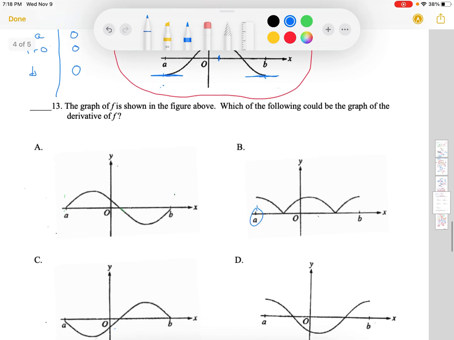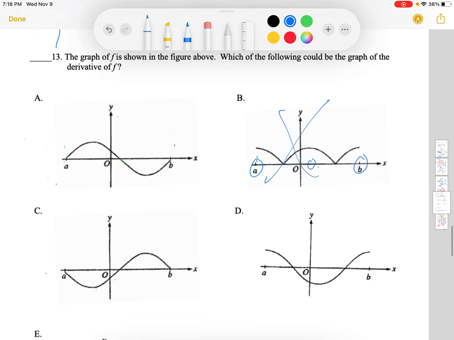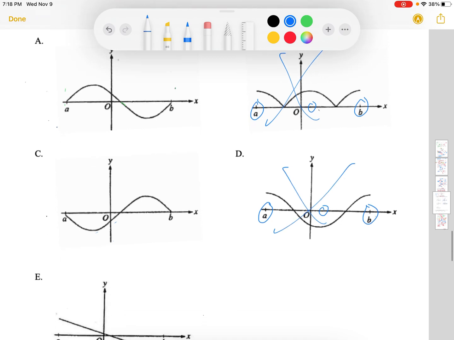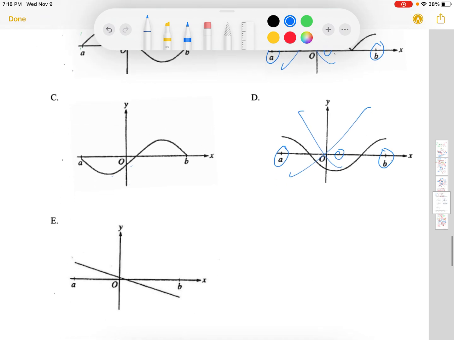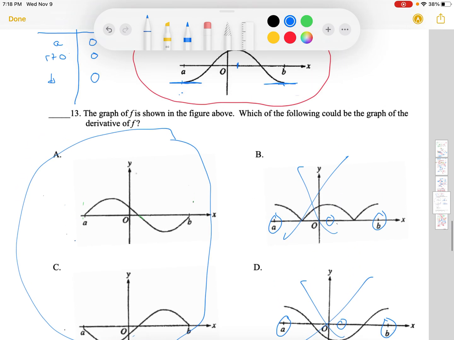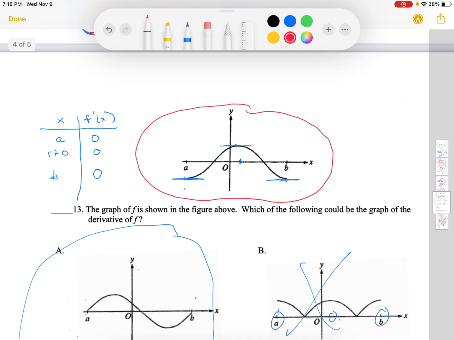So here I don't have an x-intercept, here I don't, and here I don't, so B's out. Here I don't, here I don't, here I don't, so D's out. A and C right now have some promise, so it's definitely one of these two. Now, which one of those it ends up becoming depends on the outputs of the rest of the slope.